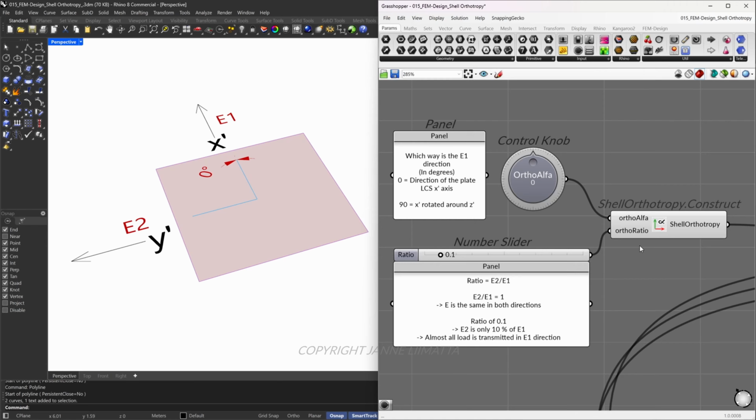In practice, this means that almost all of the load is transmitted in the E1 direction. If the value is set to 1, E2 and E1 are equal. This means that the load is transmitted equally in both directions. Let's see this in FEM-Design.